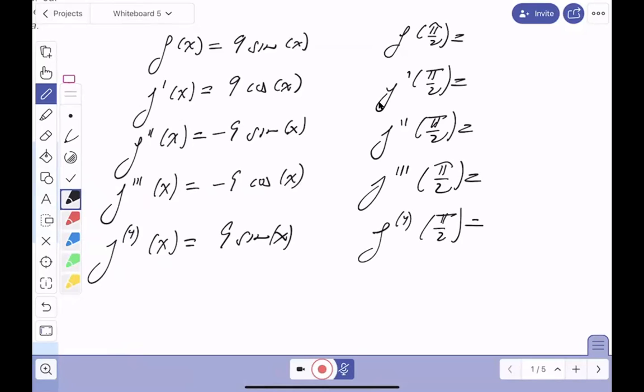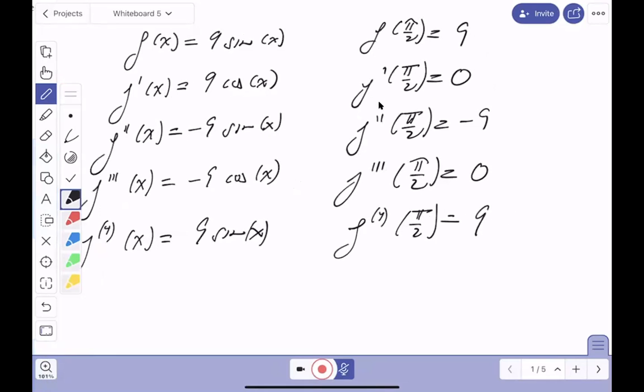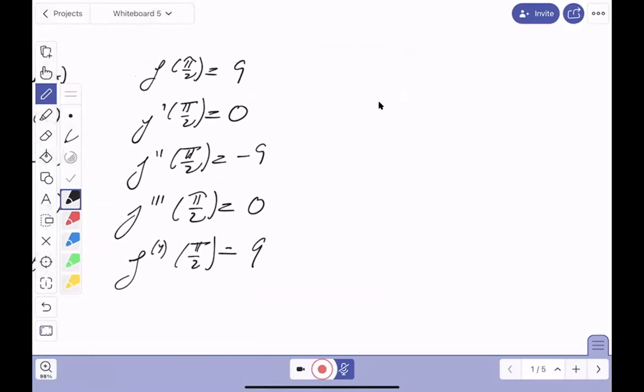Okay, so f of pi over 2 is going to be 9. F prime of pi over 2 is going to be 0. F double prime pi over 2 is minus 9. F triple prime evaluated at pi over 2 is 0. And then the fourth derivative value at pi over 2 is going to be 9. All right. Then we're going to write our Taylor polynomial down. And I'll get back to the question over there.